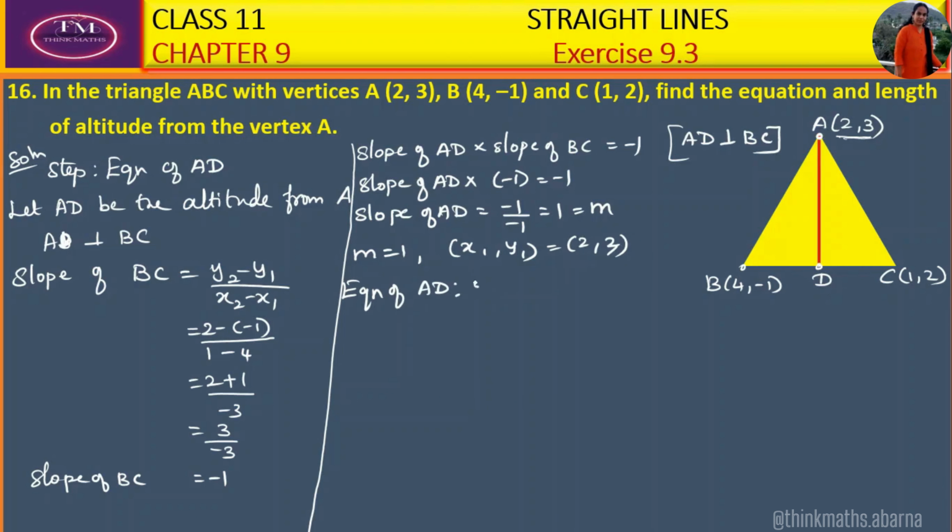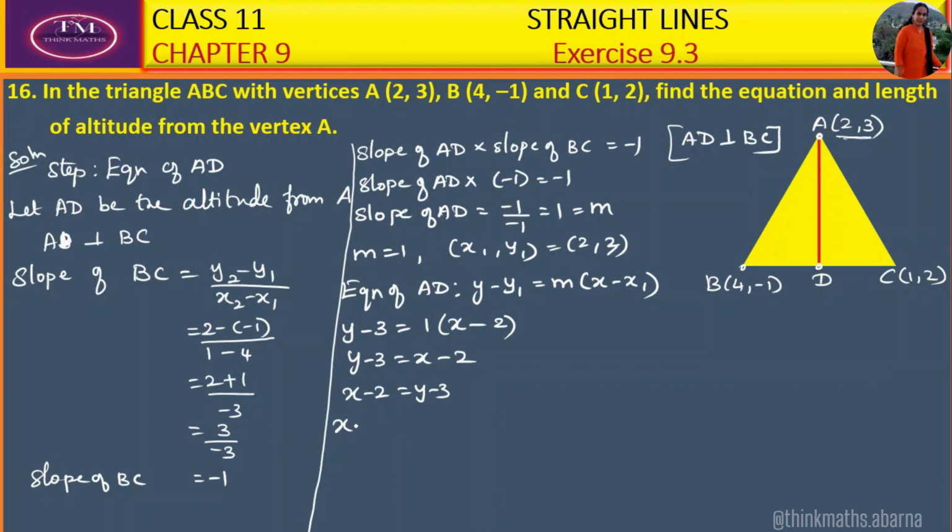Therefore, what is the equation of AD? The general format is y minus y1 equal to m into x minus x1. So we will get y minus, what is y1? 3, equal to m is 1 into x minus x1 is 2. So y minus 3 is equal to x minus 2. So we can write x minus 2 is equal to y minus 3. Bringing the y here, it will become minus y. Already we have minus 2 minus 3, which will become plus 3 when we change the sign. So x minus y plus 1 equal to 0. So this is the equation of AD.